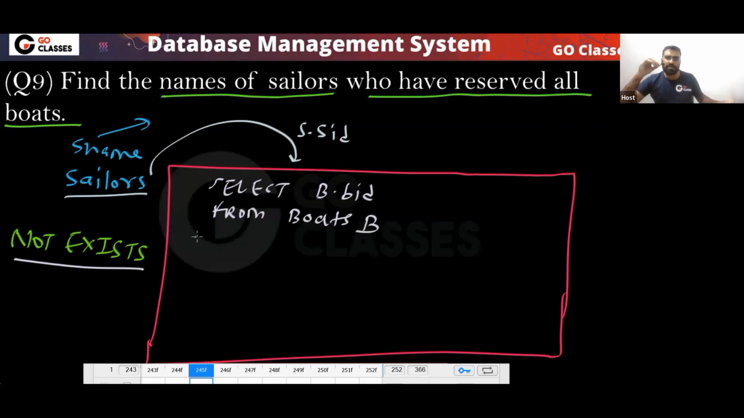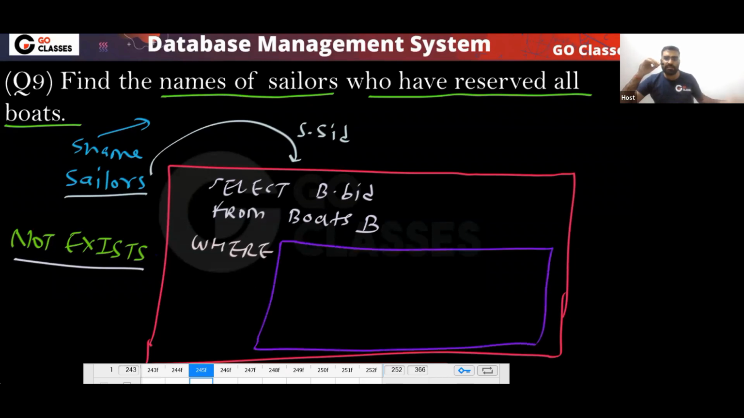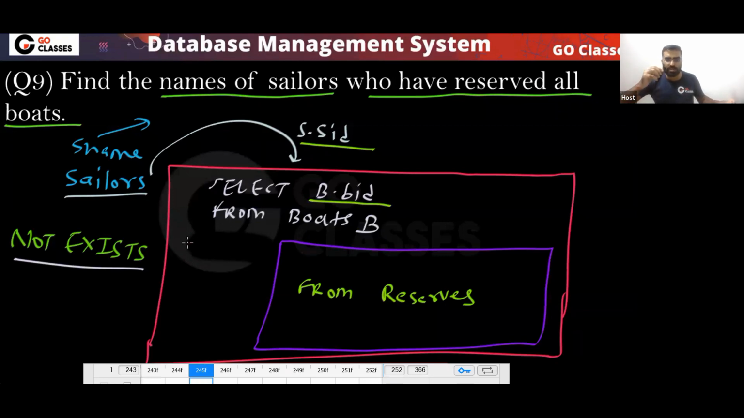But these BIDs you will where? Those BIDs I want, where? Now you will send this BID inside, and this SID you will send inside. So you will send them to the reserve table where not exist. You will send them to the reserve table, and this record should not exist. Yes or no? So I can say where not exist.